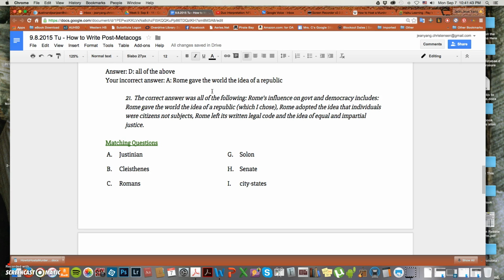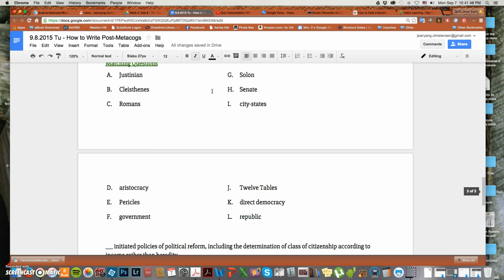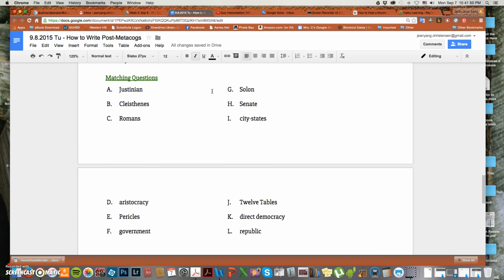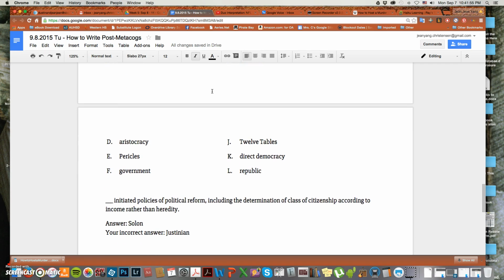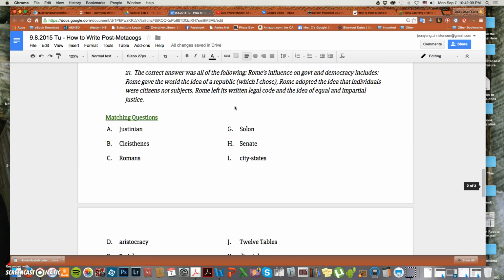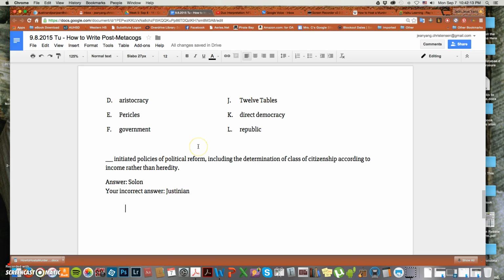Okay, the last thing that we need to cover is the matching questions. This one's a little awkward because it's kind of split across the page. Those are all your options, and the answer here was supposed to be Solon, and let's say that you said Justinian. Again, you would tell me why you wrote Justinian in the first place and why that's wrong, and then how Solon was the correct answer. So you would write something like this. Let's say this is question number 42. Okay, we'll just make it up as we go along.